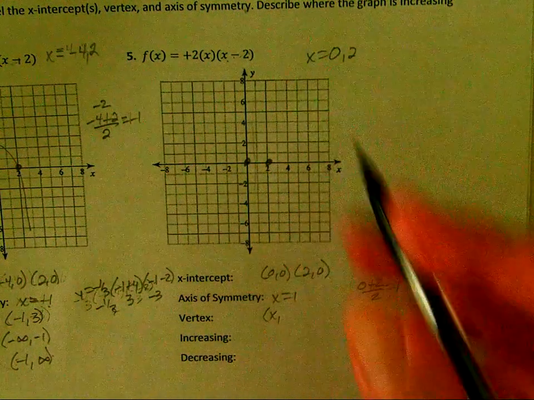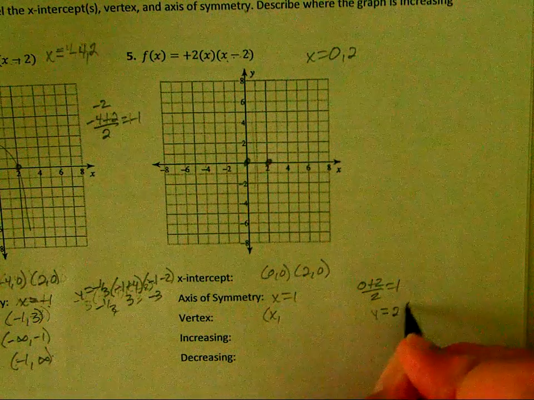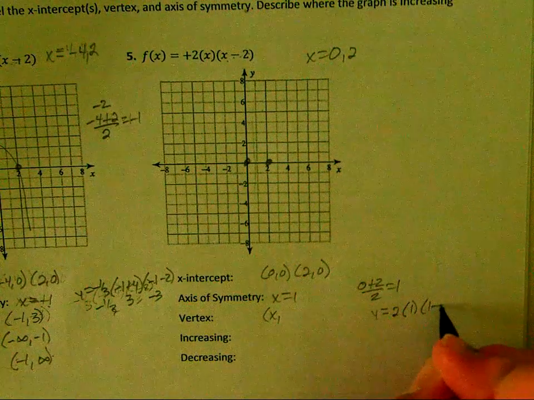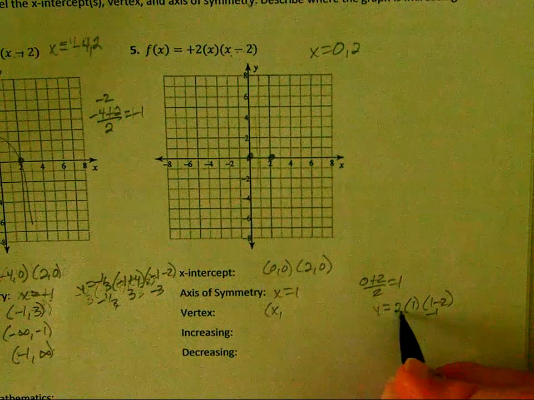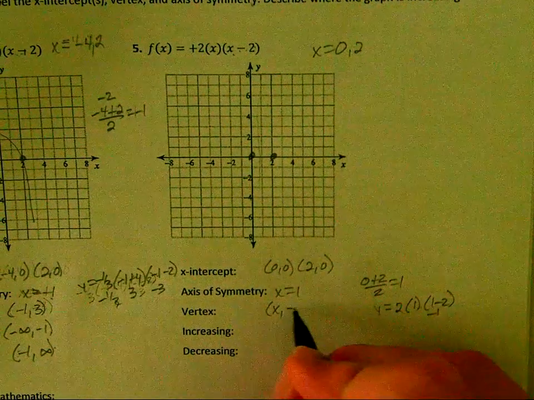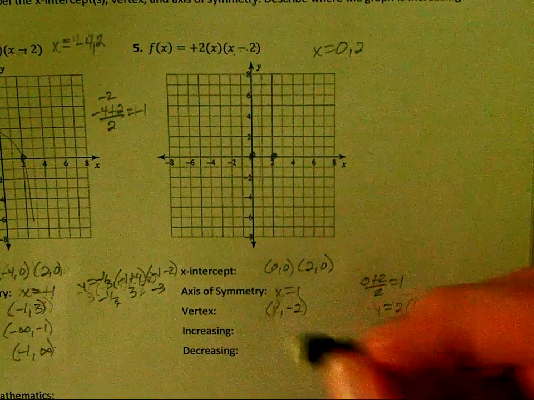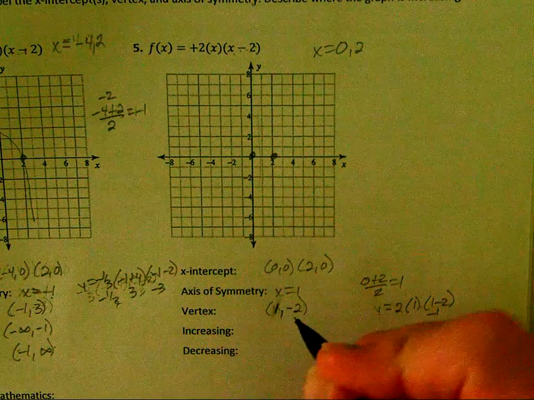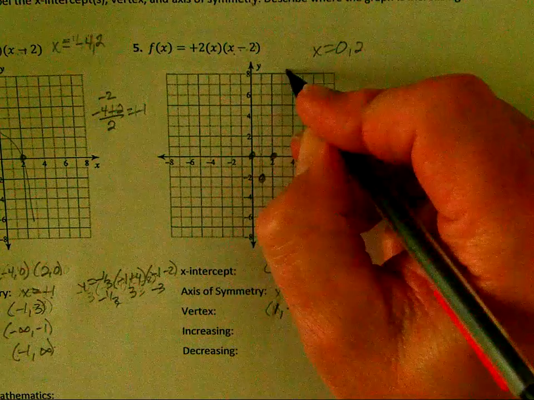To find the y value, we substitute in. So y would be 2 times 1 times 1 minus 2. Well, that's a negative 1. So 2 times a negative 1 is negative 2. So our vertex, oops, I wrote an x in there, sorry. Our vertex is 1, negative 2. So that's enough to graph our parabola.